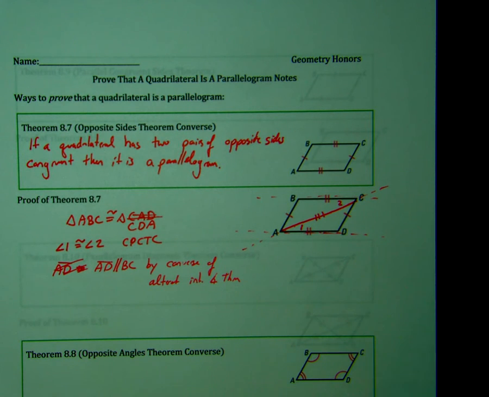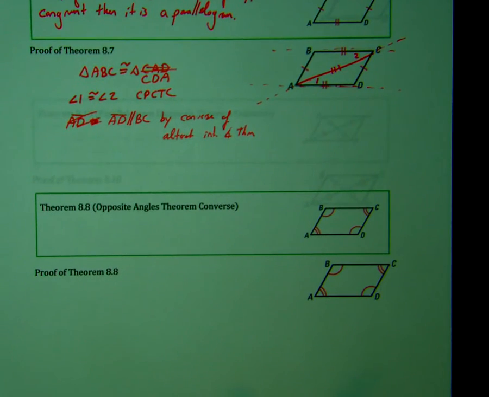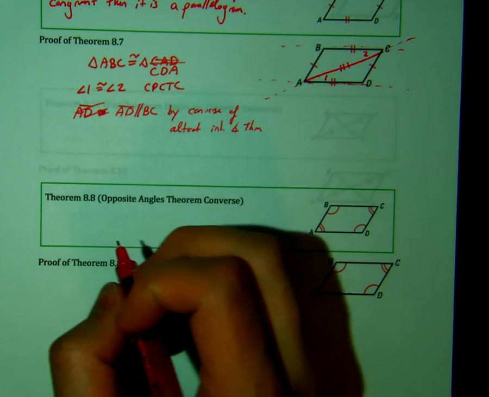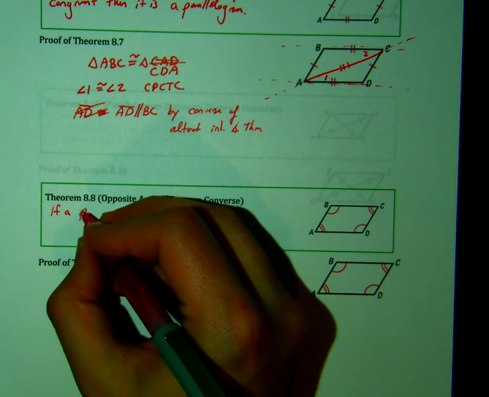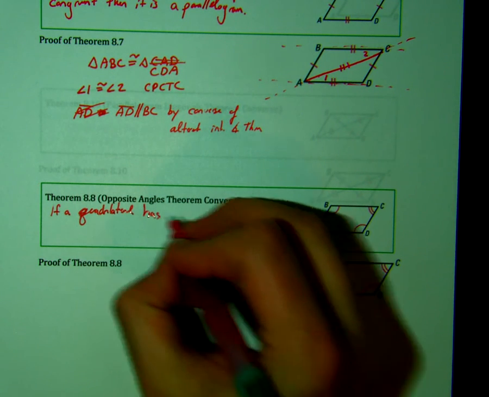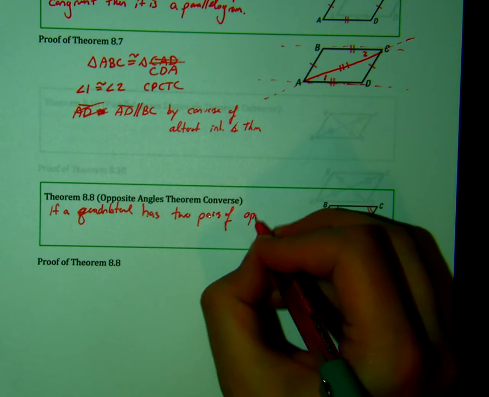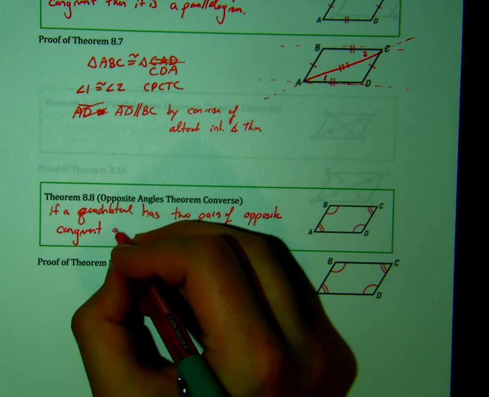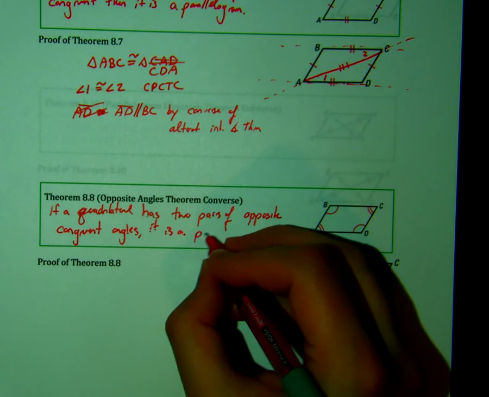Okay. Second theorem here, one of the other properties we have is that in a parallelogram, the opposite angles are congruent. Okay. And so the converse of that will actually prove that it is a parallelogram. So if a quadrilateral has two pairs of opposite congruent angles, then it is a parallelogram.